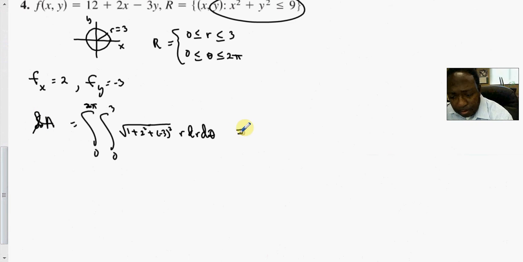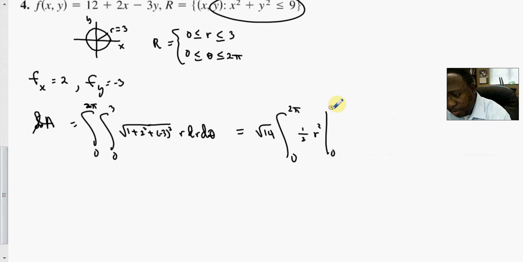Okay. So the square root of 14 out in the front, the integral from 0 to 2 pi, integrate with respect to r, we get 1/2 r squared, r is evaluated from 0 to 3. Then d theta. So this is 9 over 2.